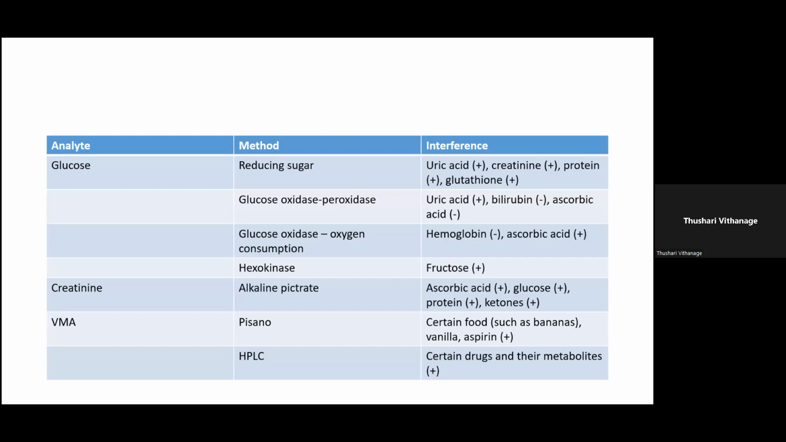When we measure glucose by the Benedict method, we can get positive interference from uric acid, creatinine, protein and glutathione. In the oxidase peroxidase reaction, bilirubin and ascorbic acid cause negative interference, whereas uric acid causes positive interference. In the glucose oxidase oxygen consumption method, hemoglobin causes negative interference and ascorbic acid causes positive interference. In the hexokinase method, fructose causes positive interference.